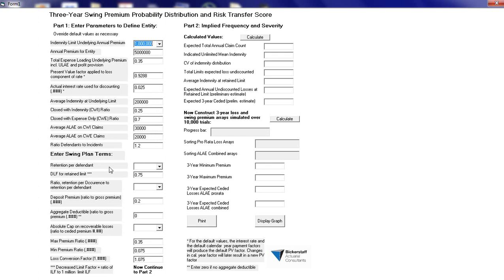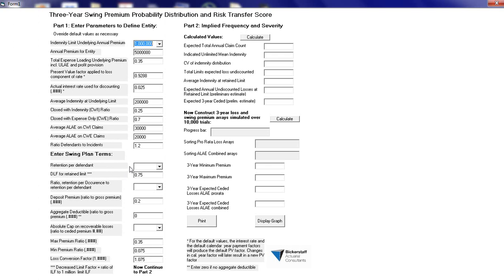Now, okay, we've defined the entity. Now let's look at the actual terms of the reinsurance plan being proposed for this entity. In this case, again, this is a swing plan. Generally, swing plans work on a 3-year cumulative basis, and we'll deal with how that works in a minute.